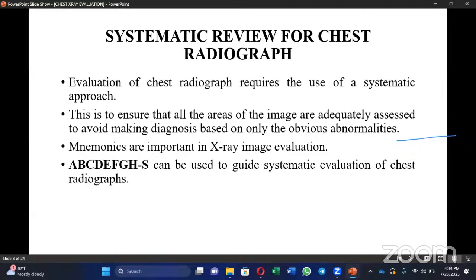So these approaches are actually mnemonics. There are a lot of mnemonics out there that we can use to systematically evaluate our images. However, I always like to use the A, B, C, D, E, F, G, H, and S approach. It is very easy, and it is also very easy to memorize.